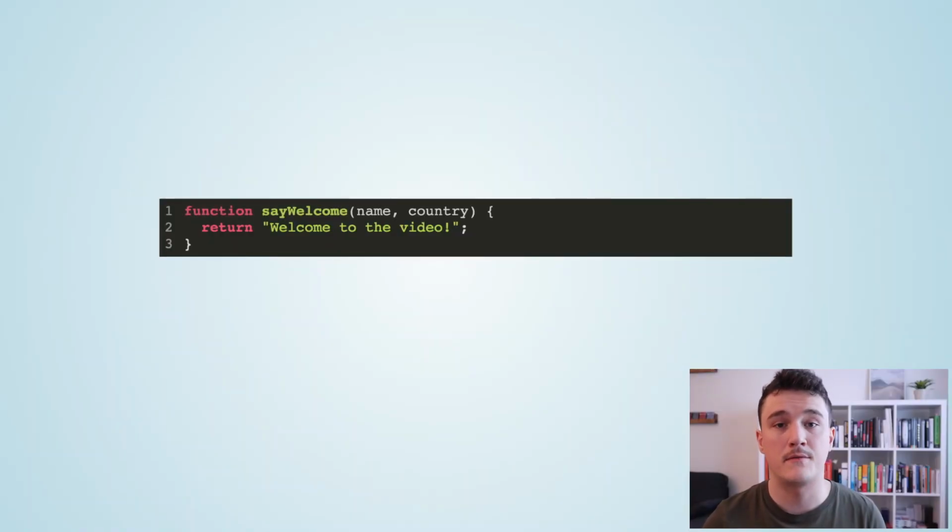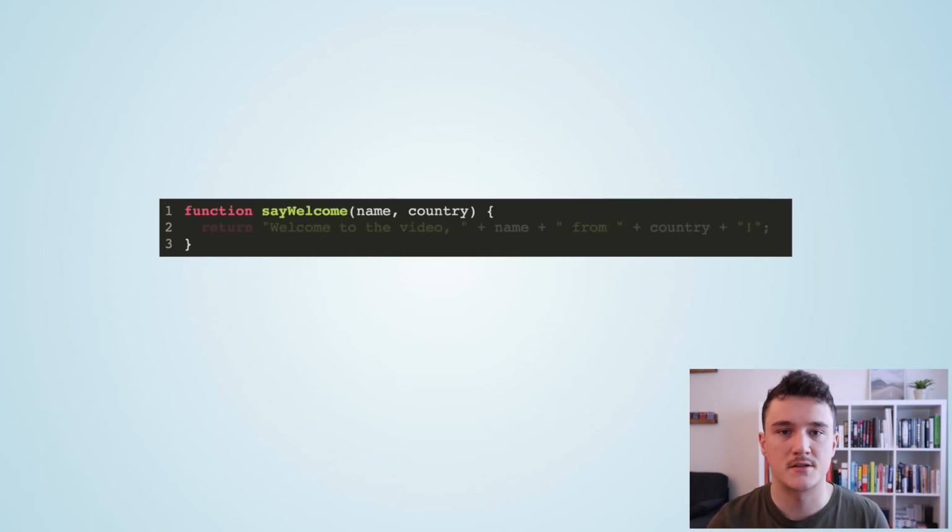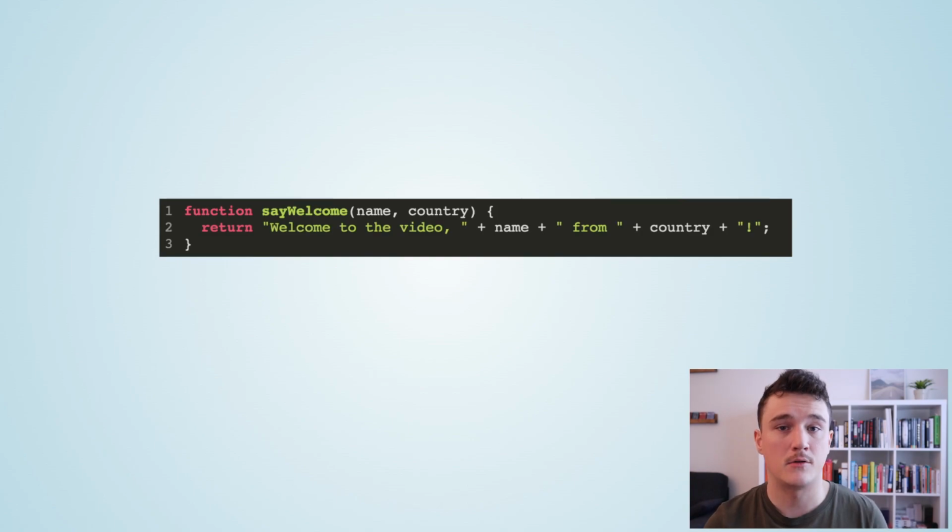Parameters are essentially placeholders for information and their names don't matter, but it's important to note that the order does. Function parameters are defined between the parentheses after the function name, and there can be multiple parameters for one function. Now we can use these parameters inside the function and return a welcome that includes the user's name and country. So now we have the parameters defined for our function. Now whenever we use this function, we need to pass in the values for the user's name and country parameters.